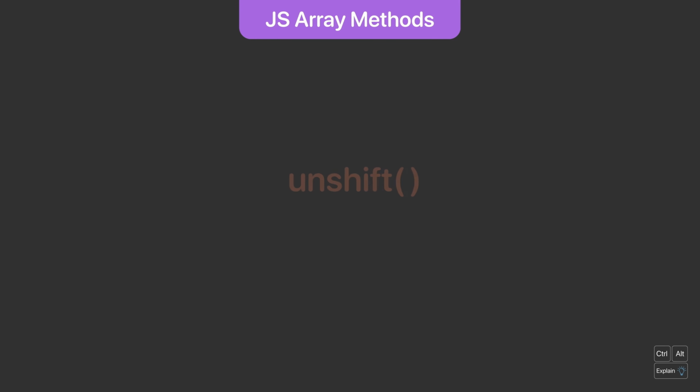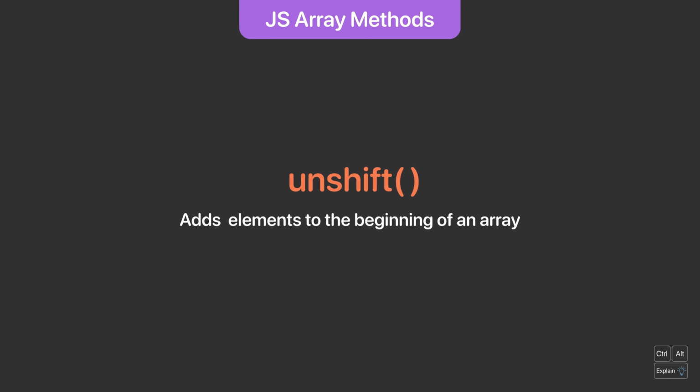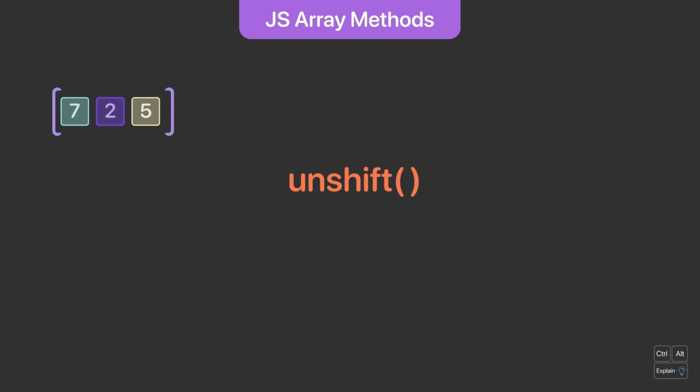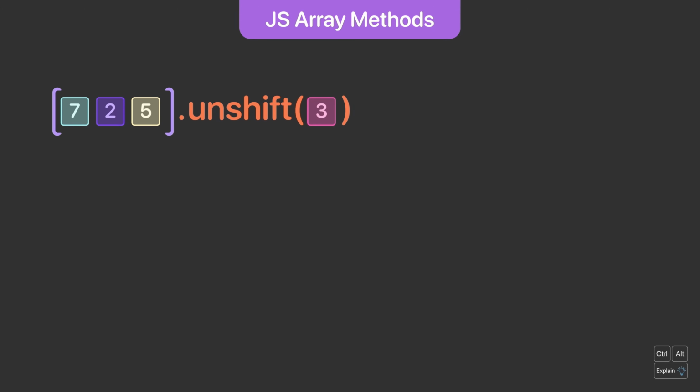Now let's talk about the unshift method. Unshift adds one or more elements to the beginning of an array. You can think of it as the opposite of push. Instead of adding items to the end, unshift inserts them right at index 0. Suppose we start with this array, 7, 2, 5. When we call unshift 3, JavaScript takes the value 3 and places it at the very beginning.